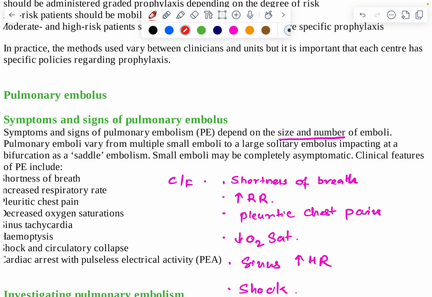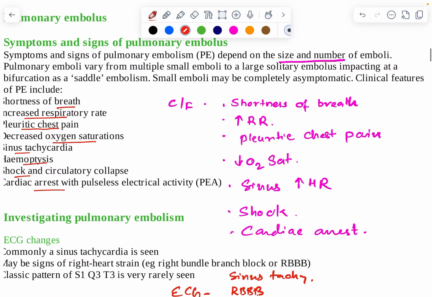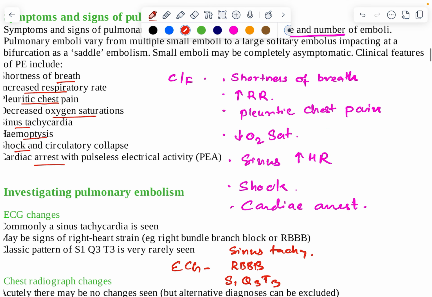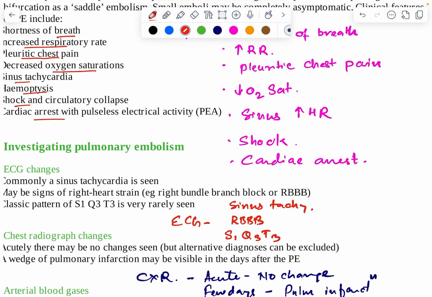Symptoms and signs of pulmonary embolism depend upon the size of the emboli. Pulmonary embolism varies from multiple small emboli to a solitary embolus, impacting as a saddle embolus. Small emboli may be asymptomatic. With pulmonary embolus: shortness of breath, increased respiratory rate, pleuritic type of chest pain, decreased oxygen saturation, sinus tachycardia, hemoptysis, shock, cardiac arrest. So these are the common clinical features. Immediately an ECG has to be done.